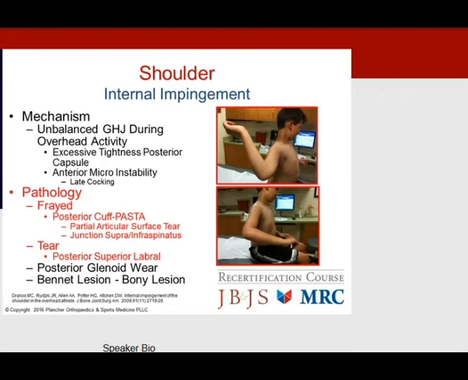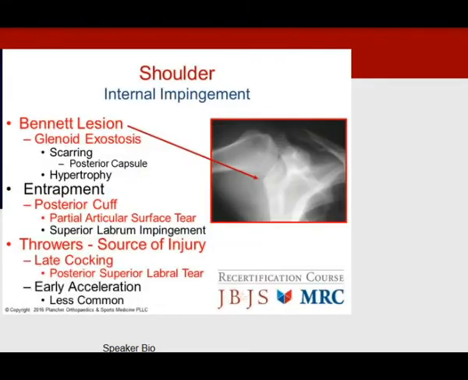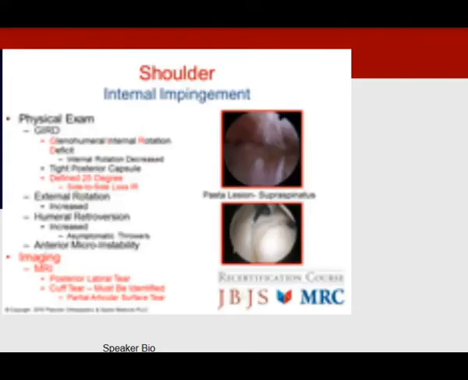And sometimes you can be lucky to see a bony lesion or a Bennett lesion. Here you can see the Bennett lesion or the glenoid exostosis, and scarring of the posterior capsule exists. The posterior cuff is entrapped, and the partial articular surface tear is present with a superior labral impingement. The throwers' source of injury is in late cocking, which affects that posterior superior labral tear. Less common is pain at the early acceleration phase.